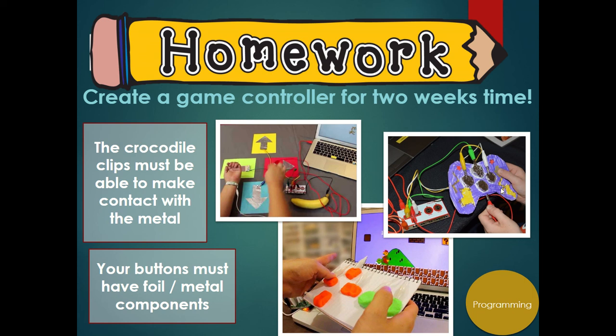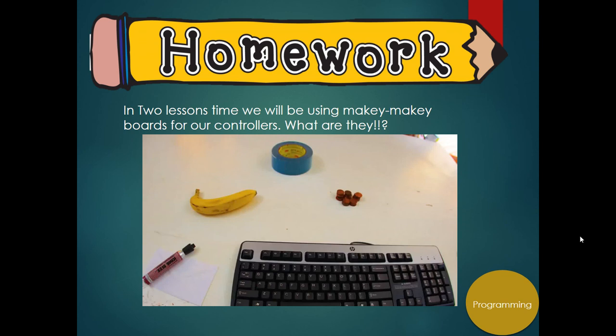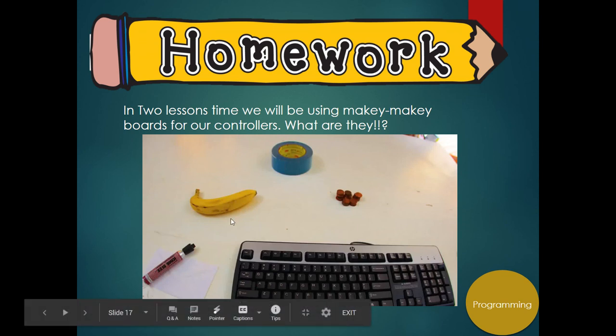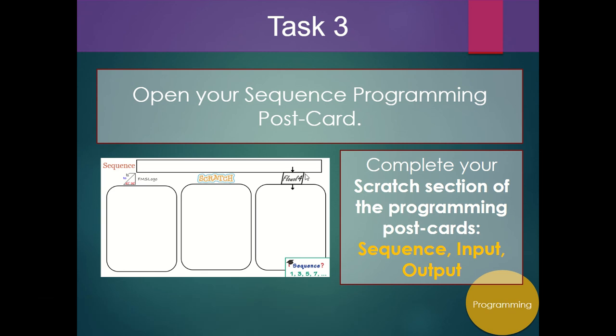So look at the game's controller on the right hand side. You can see how the crocodile clips have connected directly to the tinfoil, so that when we press those, we will be able to connect to the computer to tell the computer that you are going in a certain direction. It only needs 4 buttons: up, down, left and right. Now we're going to be using Makey controllers, and you can use anything that you would like to do that.